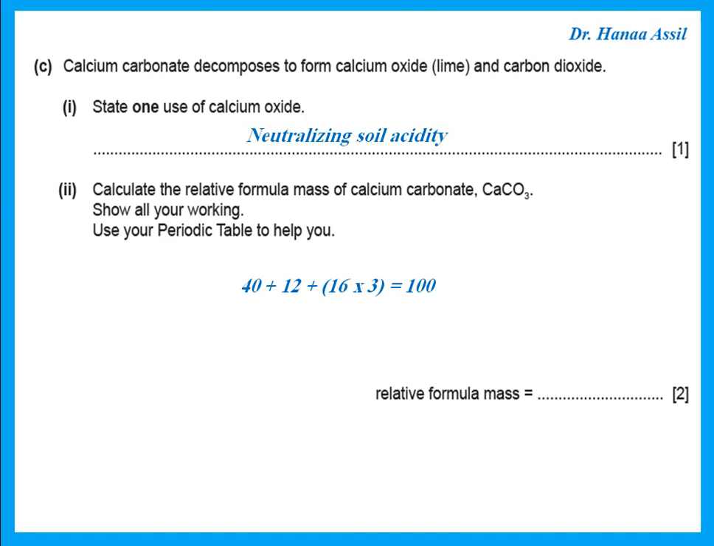So mass number of calcium is 40. I have one of them. Mass number of carbon is 12, and I have one of it. And mass number of oxygen is 16, and I have three of them. The total makes up 100. That is my relative formula mass.